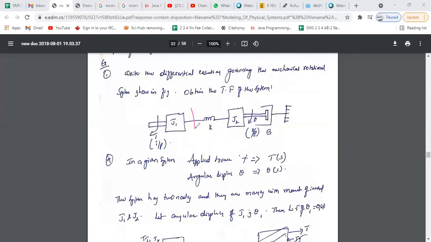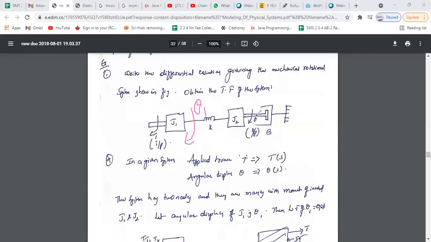So we have to assume a second displacement, theta1. He has given one displacement, theta, and we have to assume one more displacement, theta1, based on the node.